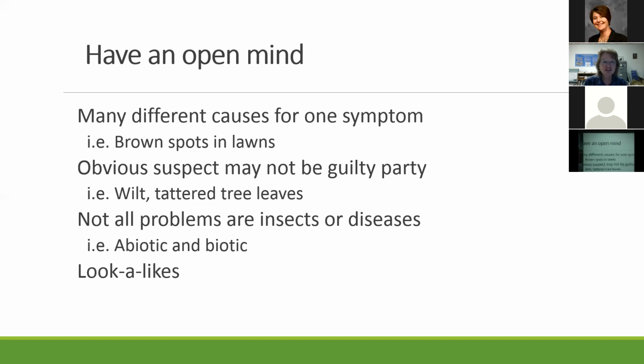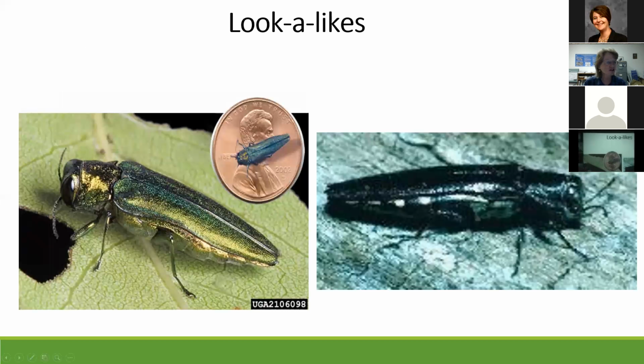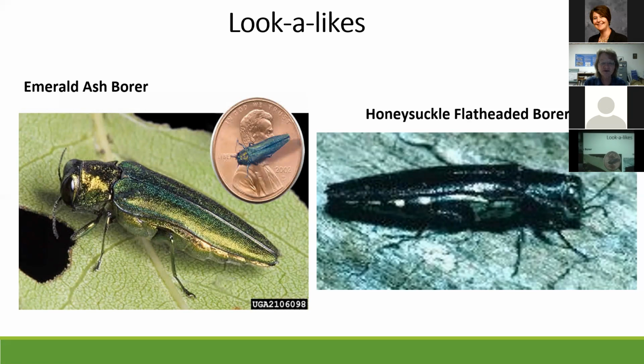I'm going to show you some lookalikes, and you may look at this and think, well, those two insects look very different. But stop and think, you don't have them side by side. You don't have a good picture side by side. Somebody has just brought you one of these as a sample. Now you might look at this and say, ooh, that's long and narrow and kind of green. Maybe it's an emerald ash borer. But one is an emerald ash borer and the other one is a honeysuckle flat-headed borer. So we do have things that can look very similar, especially when you're only looking at one of them.